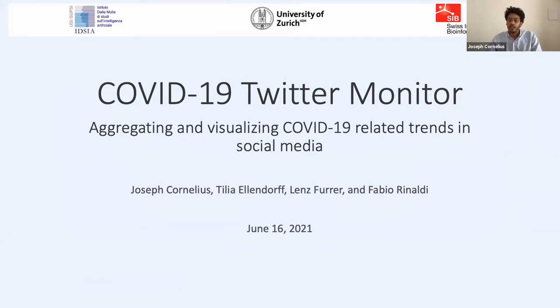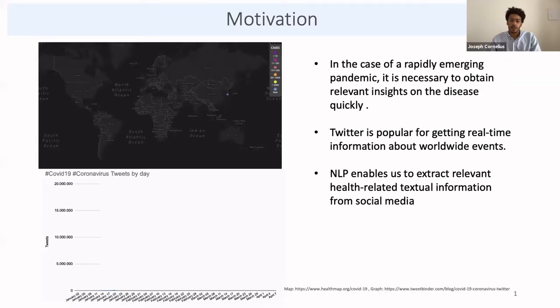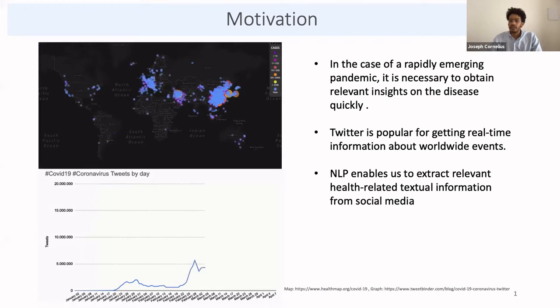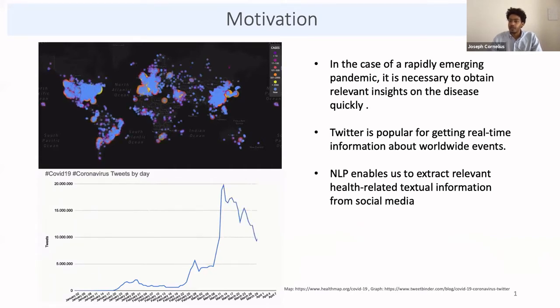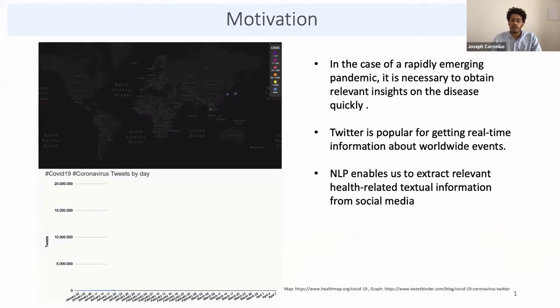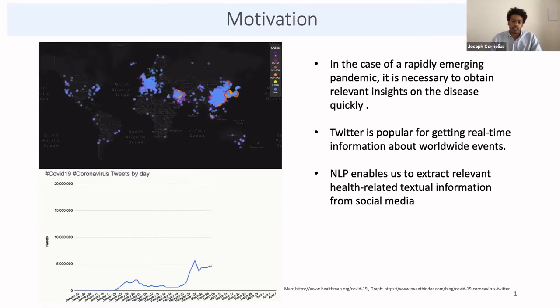Welcome to my talk about the COVID-19 Twitter monitor, our attempt to aggregate and visualize COVID-19 related trends in social media. For newly emerging and rapidly spreading diseases, it is necessary to quickly obtain relevant information, such as the location of the outbreaks, the number of cases, the symptoms of the disease, and possible treatments or interventions. Social media platforms like Twitter are popular for making real-time information about worldwide events accessible as they unfold. Therefore, Twitter is particularly useful for providing information about emerging diseases that are locally and dynamically fluctuating, such as COVID-19.